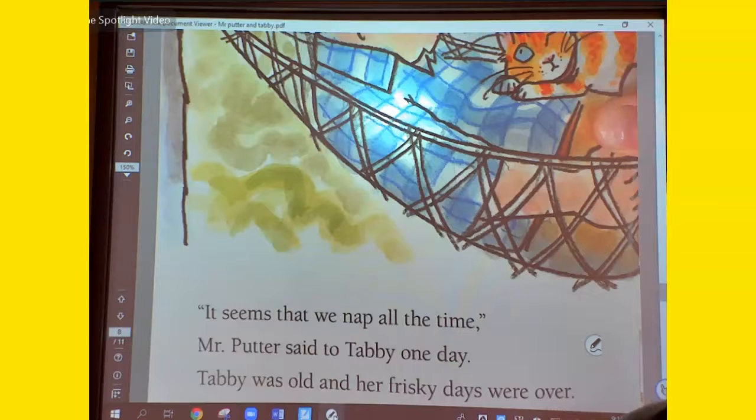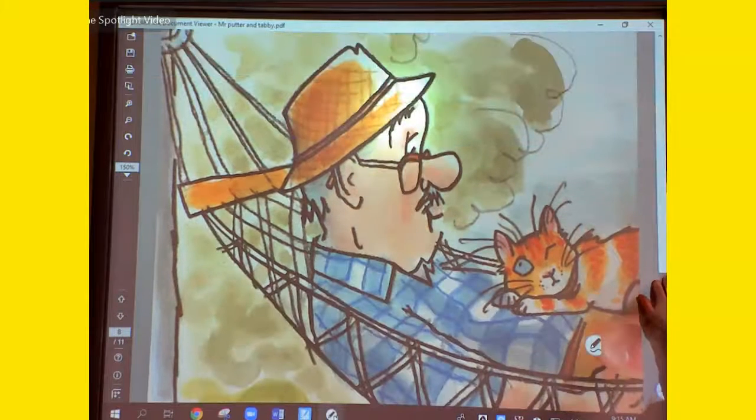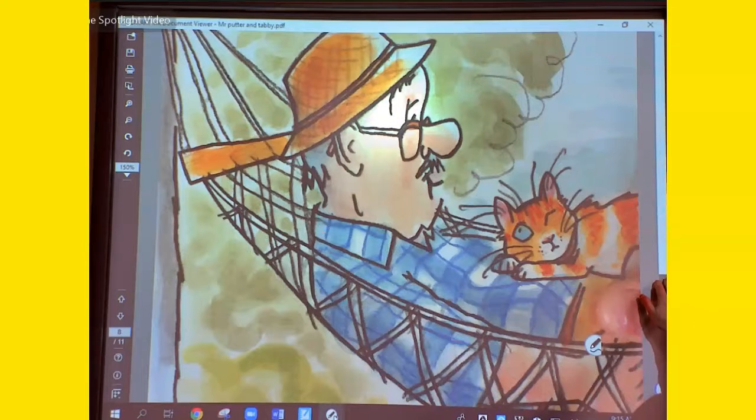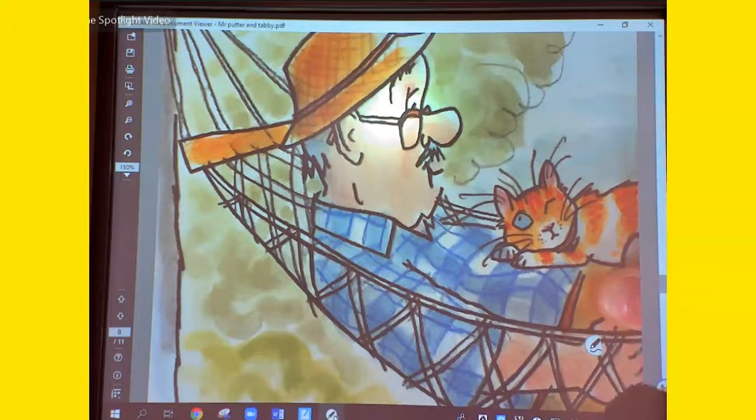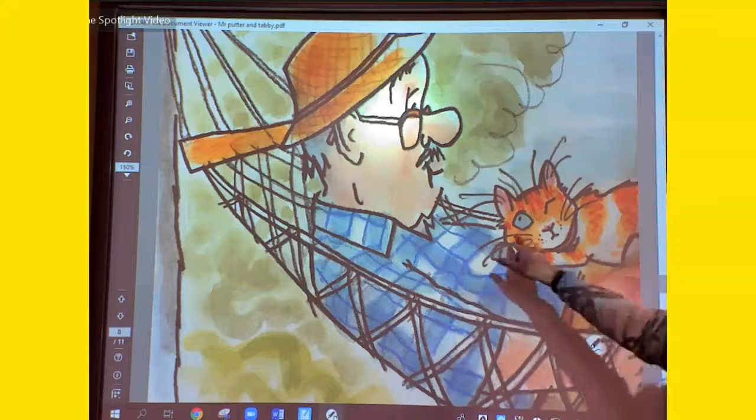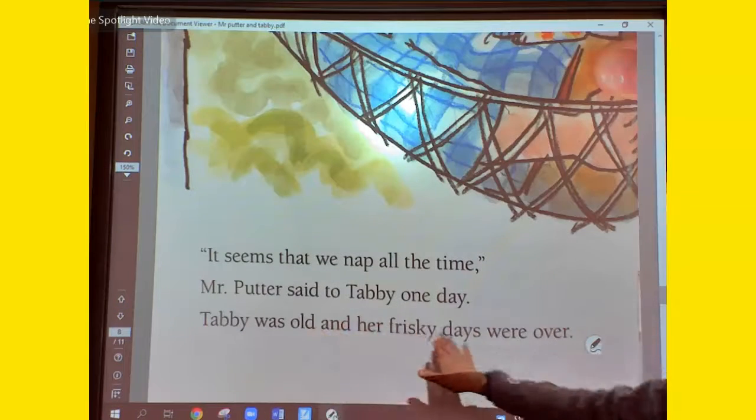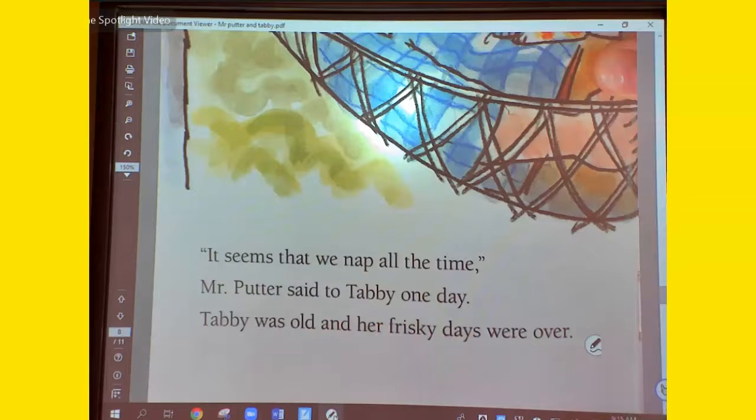Are they in first grade? Is Mr. Putter and Tabby in first grade? No, he's like over 9 years old. 90? Okay. And then what do we know about Tabby through reading? It says, Tabby was old and her frisky days were over. So what have we just discovered about our new characters, Petra?